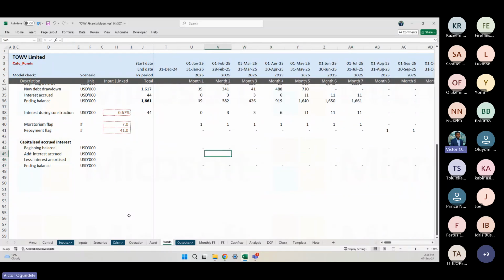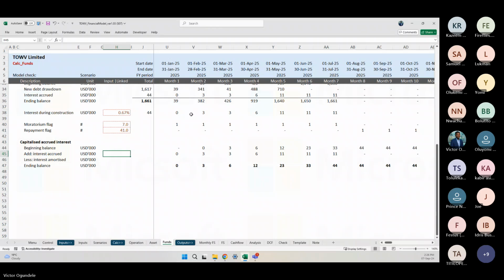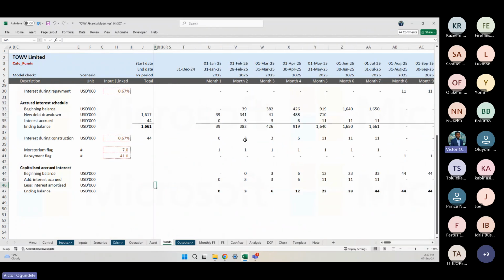Copy that to the right. So I'm going to link this straight to my interest accrued, which is the same thing as interest during construction. That should give me 44. Okay, then my depreciation. To calculate how I'm going to amortize, that would be equal to my total interest during construction, right? Which is the 44 divided by my what? Divided by my repayment period.